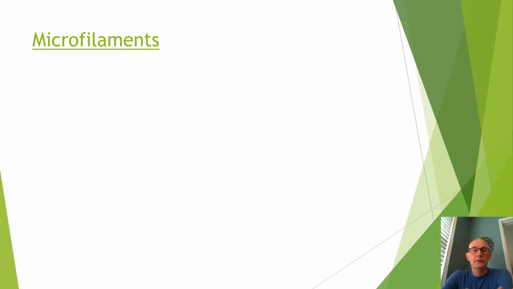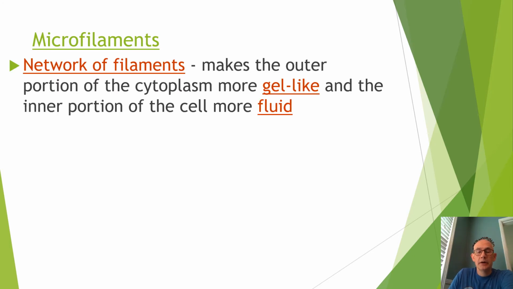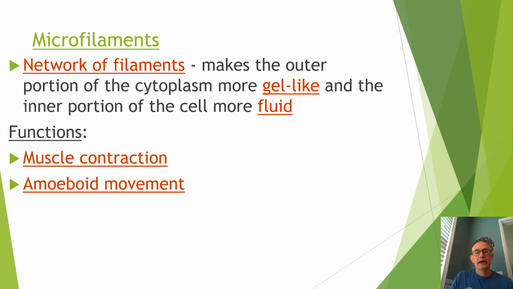Moving on from the microtubules to the smallest of the elements, which are the microfilaments. These, again, are made up of actin. And one of the things that they can do is they can actually help make the cytosol or the cytoplasm thicker. It's the same way that gelatin works to make water into jello.